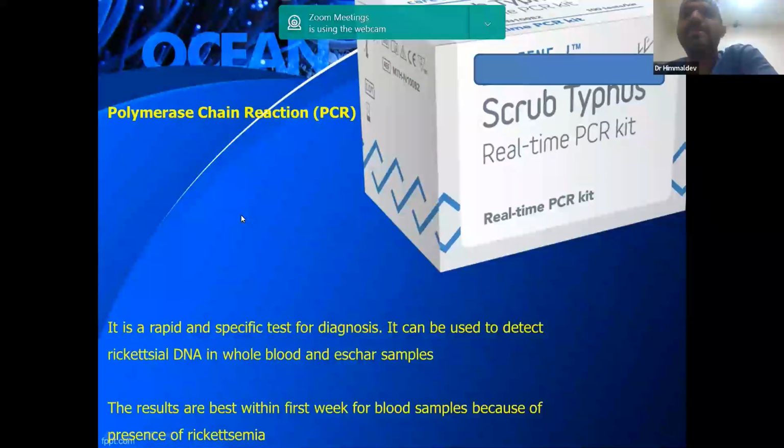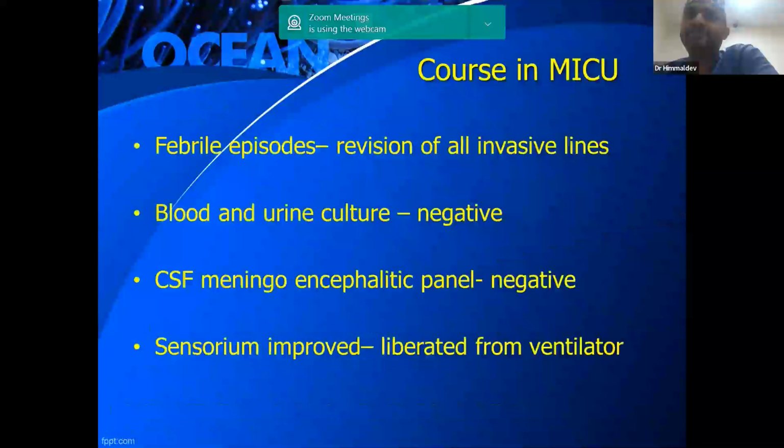Basically, it detects rickettsial DNA in a whole blood sample. And we have something called an eschar, which I'll show you in the picture. That is a skin lesion. You can take a sample from that also and send it for a rickettsial PCR. As I told you, if you send it within the first week, it is useful because rickettsemia is very high in the first week, and you will get the diagnosis earlier. So what happened to this patient? I told you his blood pressure improved and his liver functions improved.